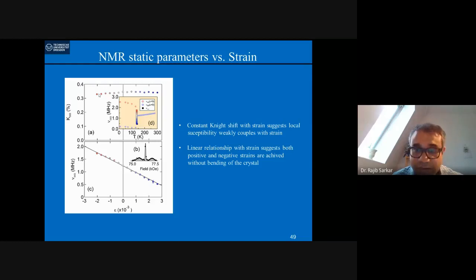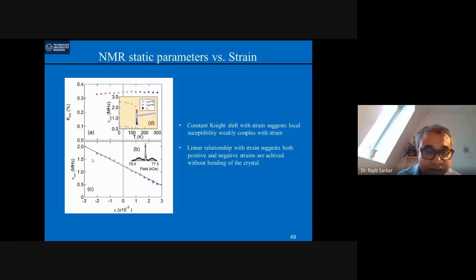Yeah. Okay, that was a little bit surprising for us, because the constant shift means the strains suggest that the local susceptibility weakly couples to the strain. So that means you strain the sample, you change the lattice constant somehow of your system, and this is somehow not really changing your local susceptibility. But when you do the measurements of your electric field gradient, that I have not mentioned, another parameter one can measure, that gives you the information about the local structure of the system.